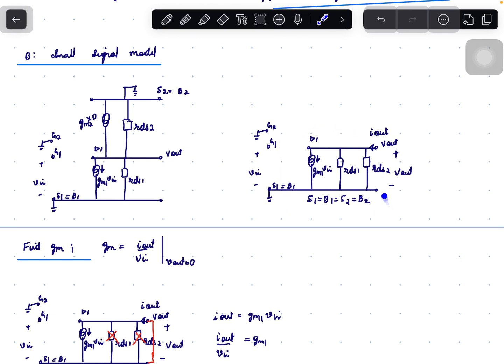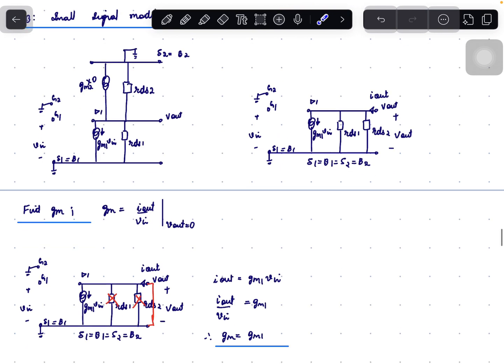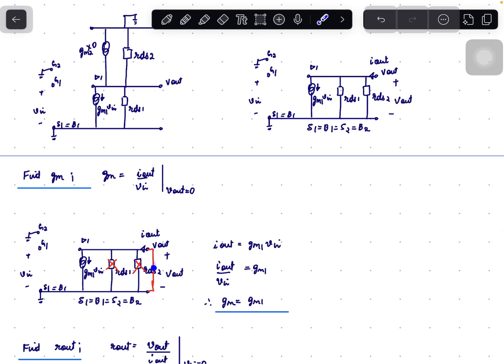Find out the GM of this circuit. GM of this circuit can be found by making Vout to be 0. So when Vout is shorted to ground, these resistors are shorted, the voltage controlled current source remains. So IOUT will be equal to GM1 times Vin. IOUT by Vn will be equal to GM1. So GM of this circuit is equal to GM1.